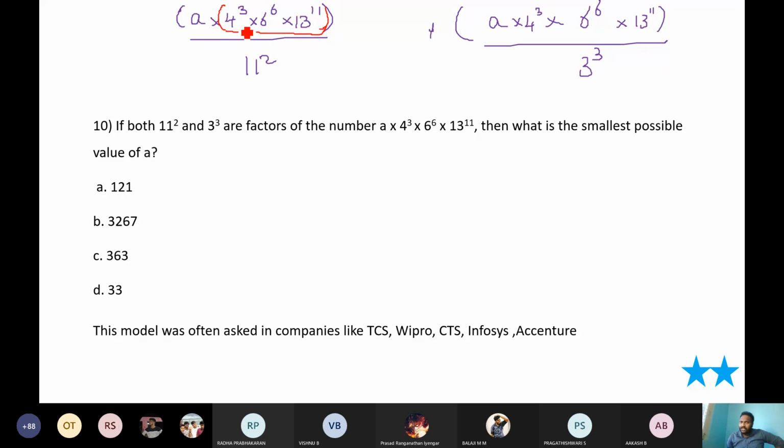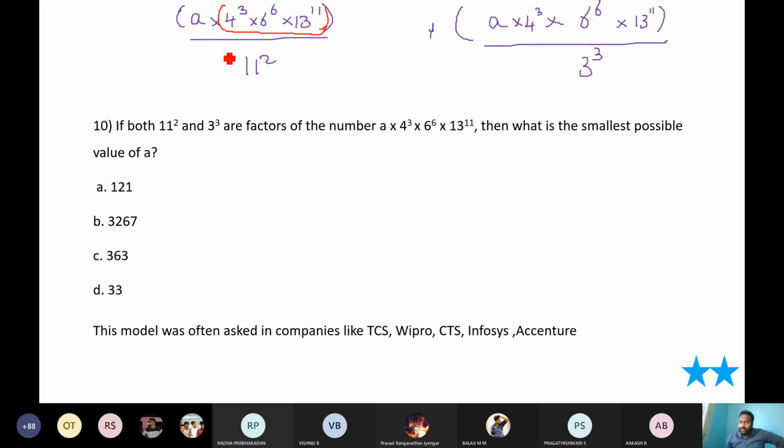4 cube, definitely it is not divisible by 11 because 4 is a different prime factor, because 4 is actually 2 square, the whole power cube. So it is 2 power 6. So don't worry about that. 6 power 6 contains only 2 and 3. 6 is made of 2 and 3. I don't have 11 at all there. Very good, Diti. 13 is a different prime number, 11 is a different prime number. Definitely it will not be divisible. So definitely A should be divisible by 11 square. A should be divisible by 11 square.